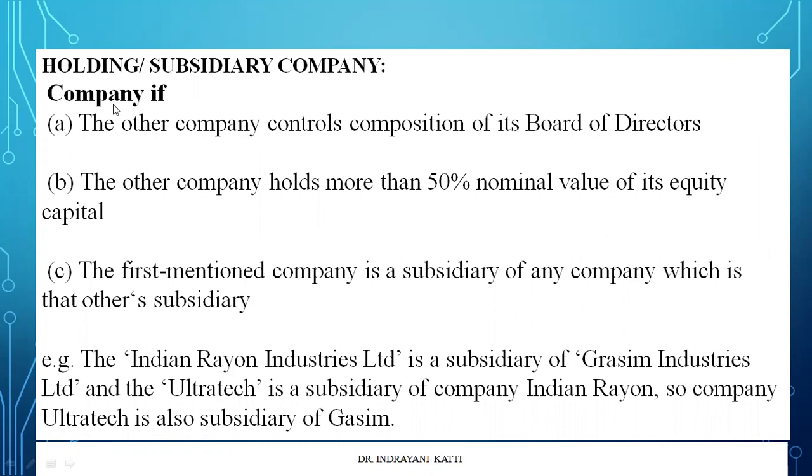Let's understand this. A company, if the other company controls the composition of its board of directors; second condition, the other company holds more than 50% of the nominal value of its equity capital. And the third condition, the first mentioned company is a subsidiary of any company which is that other's subsidiary. For this line, I will give you an example, right? So the first two, you might have understood.